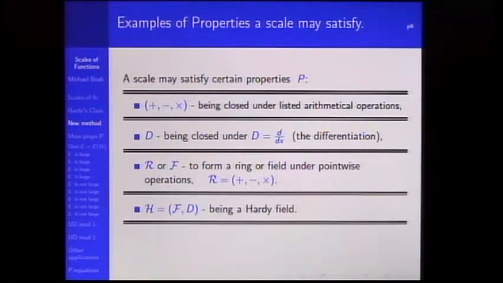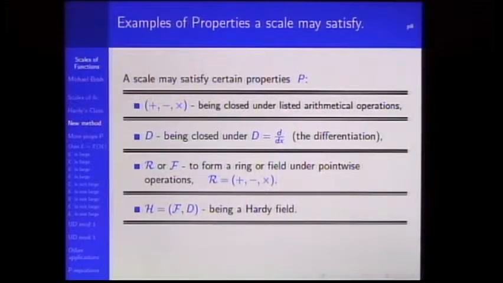Oh, here is a word: Hardy field. A Hardy field is something which is a field and also closed under differentiation. So I request two things together, but this is just one of the properties in the list. There are many others you can use, and you will get interesting classes. The Hardy field has special significance, because historically this excellent class was first considered in my PhD thesis many years ago, and this theory is well developed.